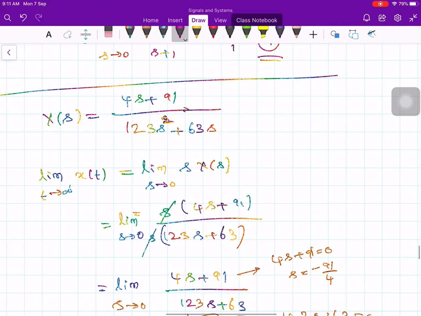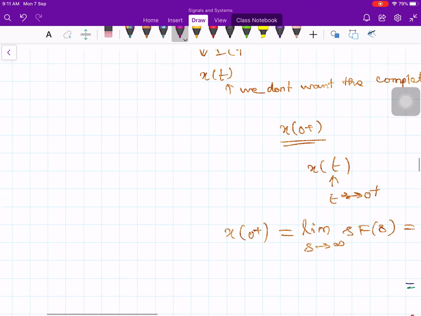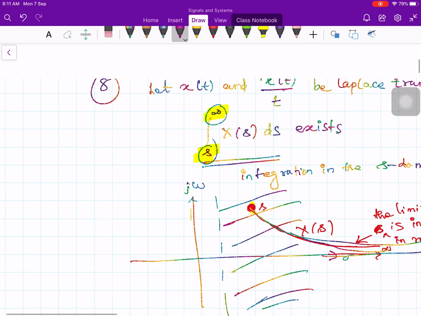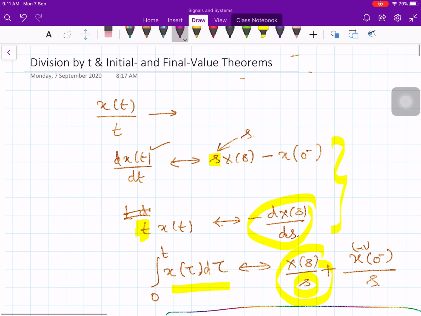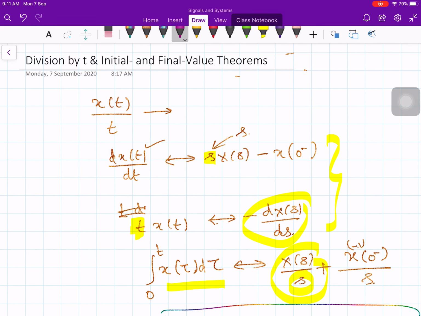So in this lecture we discussed division by t and the other two properties, initial value theorem and final value theorem. Let me stop at this point. In the next lecture we will talk about convolution in time domain and so on. Thank you very much.